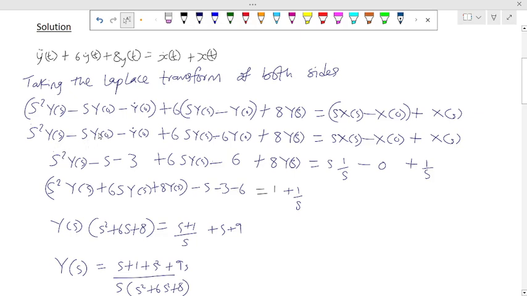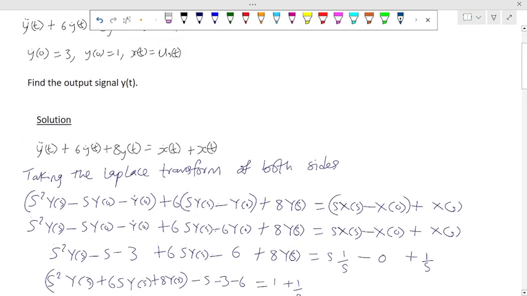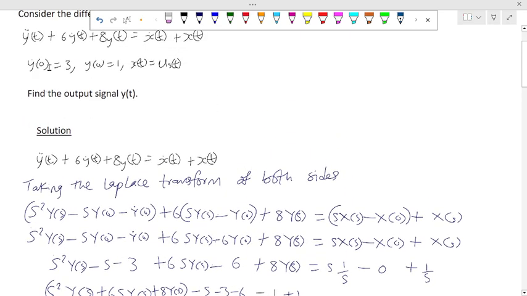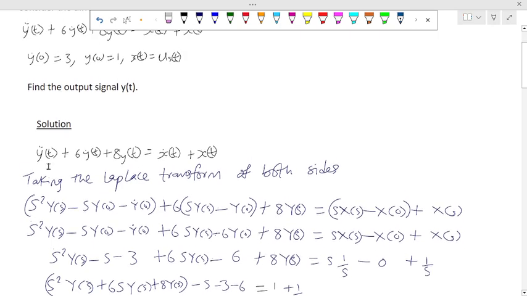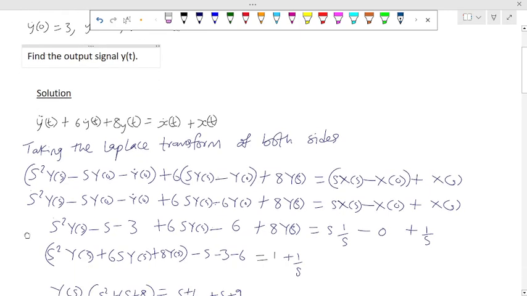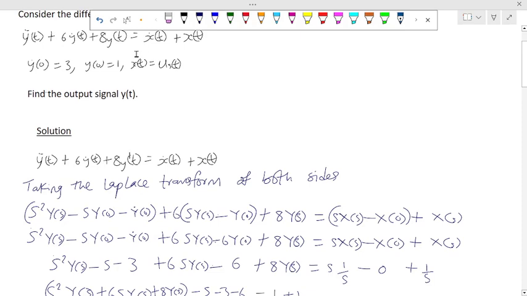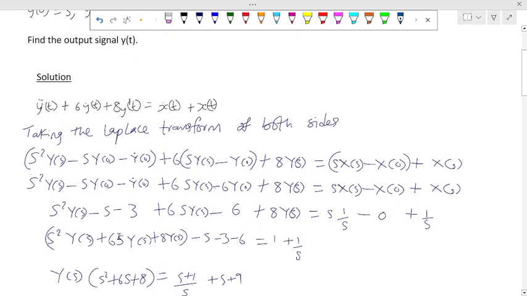Okay. Sorry about that. What happens next is we substitute in the values. Y dot of 0 is 3, so we'll put 3 there. No other y dots. Y of 0 is 1, so 1 times s, s is left. Then which other term? X of t is what? Unit step u of t. We've not gotten to this part because there is no x of t here. Okay, so let's keep solving.